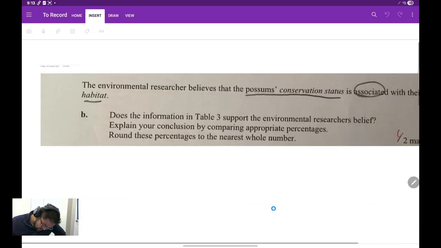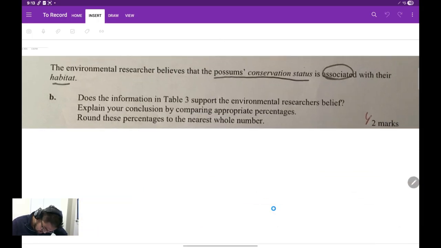Now, next question says, the environmental researcher believes that the possum's conservation status is associated with their habitats.